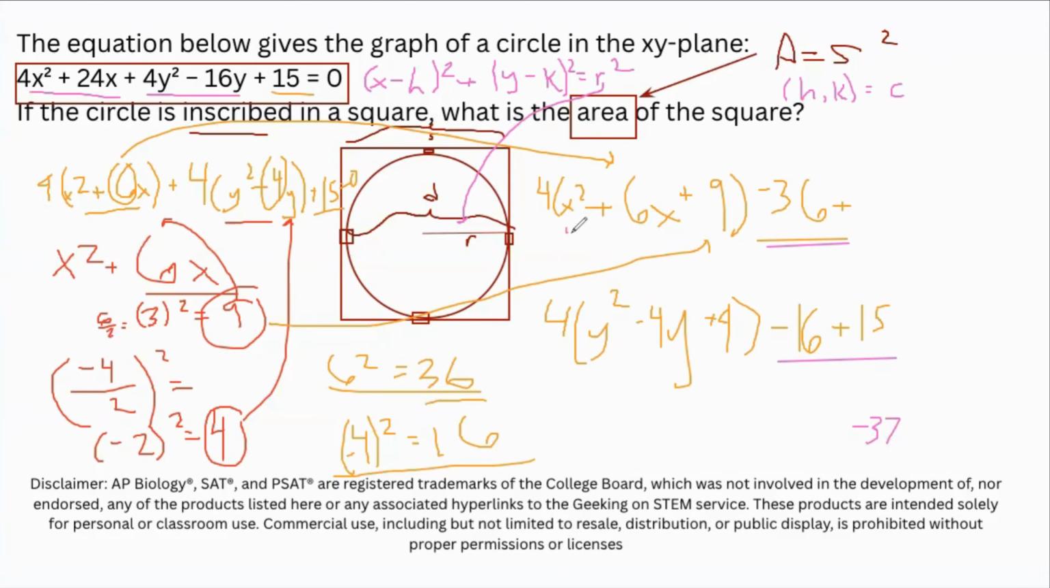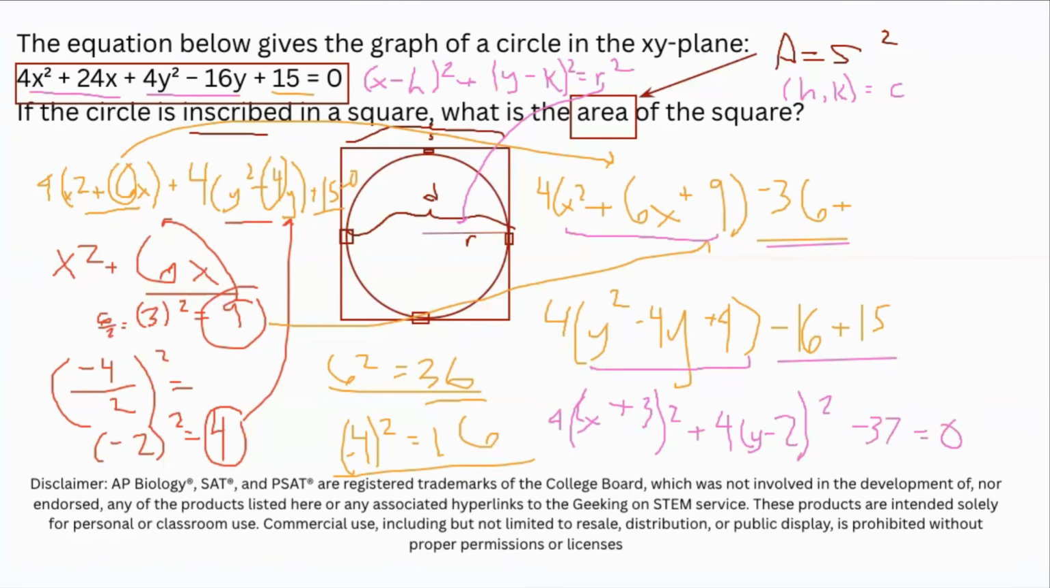I can take this and simplify this by factoring. And this is the same thing as saying 4 times x plus 3 squared plus 4. Now I have to tackle this one right here. So this is going to be y, because it's negative, minus 2 squared minus the 37 equals 0.